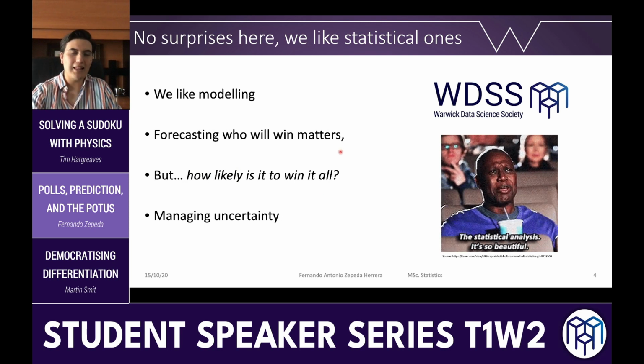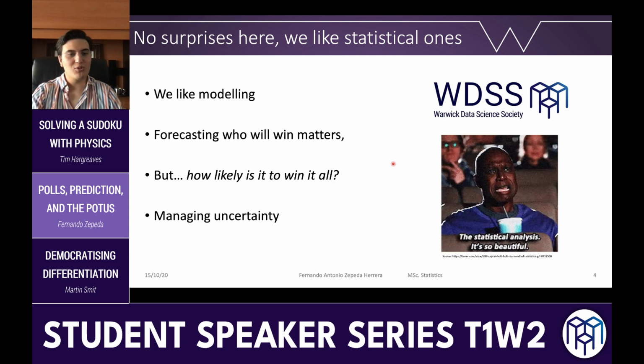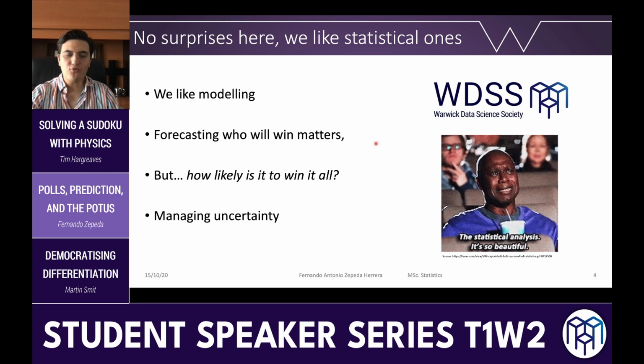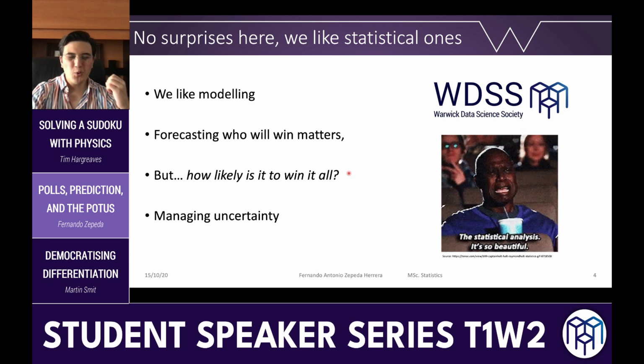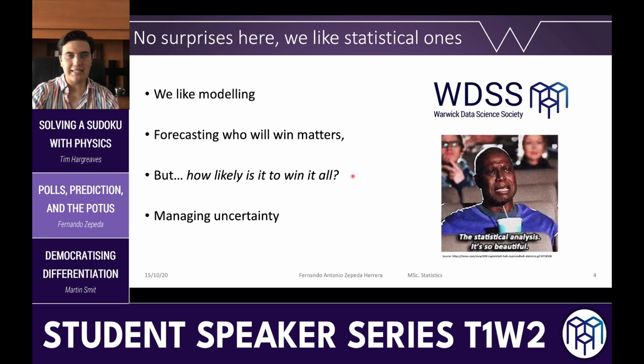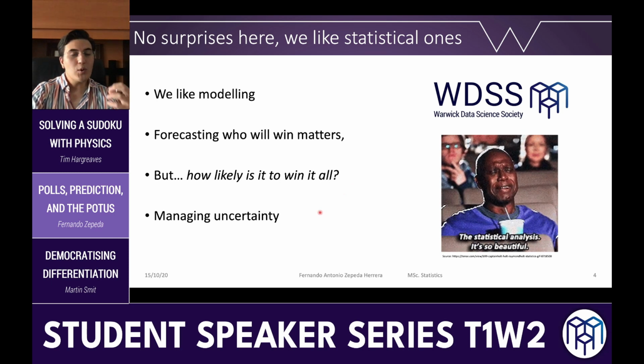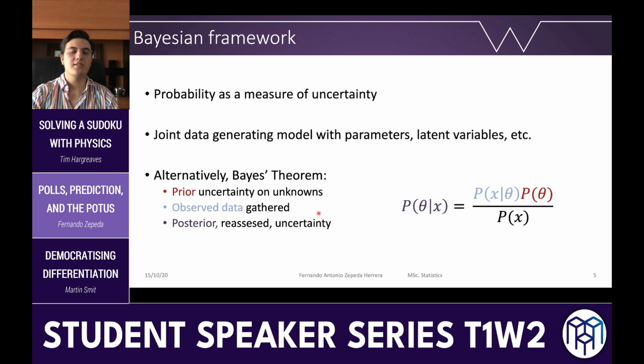It's not only because we like modeling or because we think modeling is beautiful or statistics are beautiful. It is because, yes, forecasting who's going to win matters, and heuristics and rules of thumb actually point towards that. But we also care a lot about how likely that is. We want to manage uncertainty, as Warwick's department says. And in order to do so, we understand probability as a measure of uncertainty. Not only as a measure, but a quantifiable measure of uncertainty.